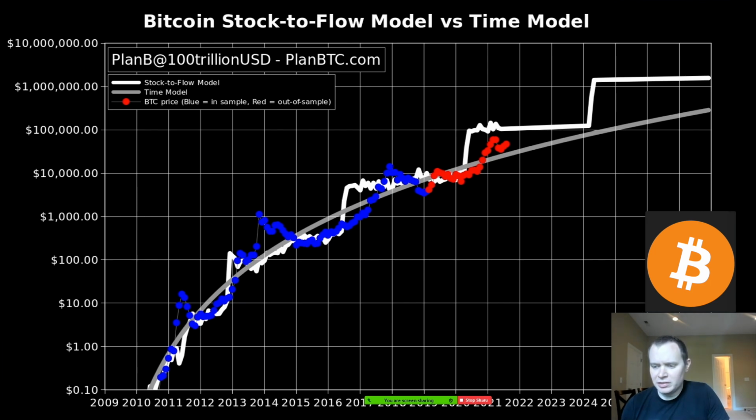The formula can obviously be expressed in a number of different ways, but the main formula that I use is 10 raised to the power A times the ln of x minus b, where A and B are fitted coefficients. X is time from January of 2009 when the model started, and the fit is interesting because you can fit it a number of different ways.